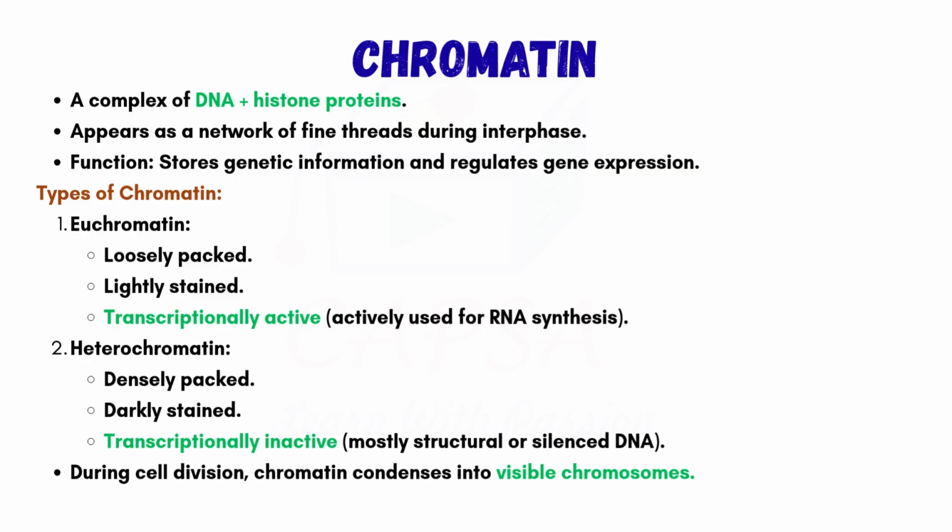Within the nucleoplasm lies the chromatin, a complex of DNA and histone proteins. It appears as a fine thread-like network when the cell is not dividing. Chromatin exists in two forms: euchromatin, which is loosely packed and active in transcription, and heterochromatin, which is tightly packed and generally inactive. During cell division, chromatin condenses into visible structures called chromosomes, which ensure accurate genetic distribution to the daughter cells.